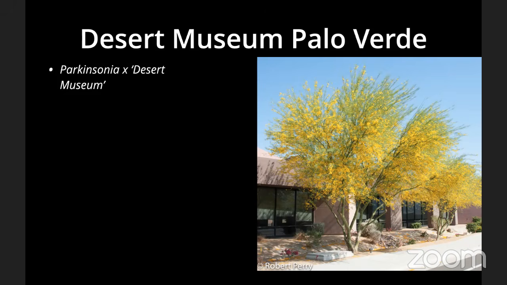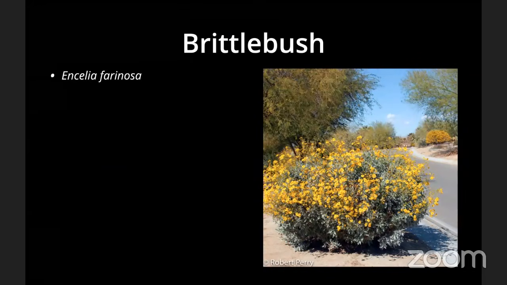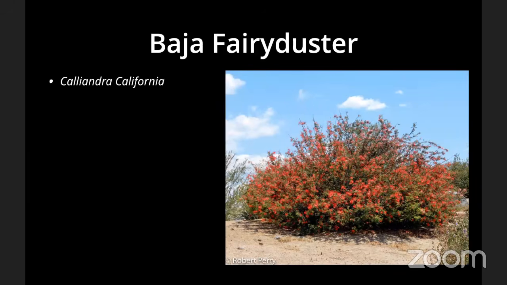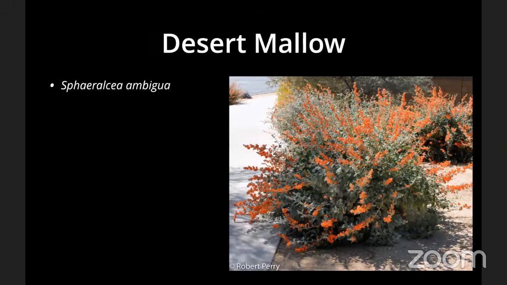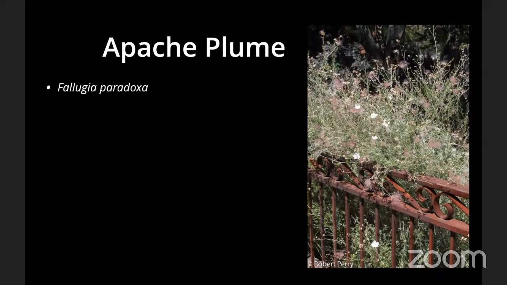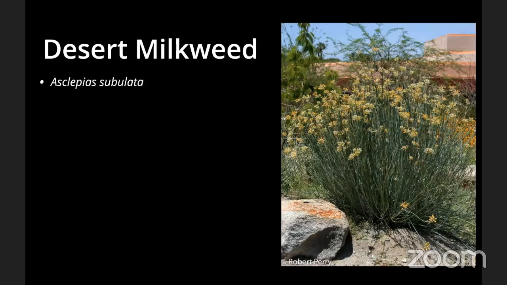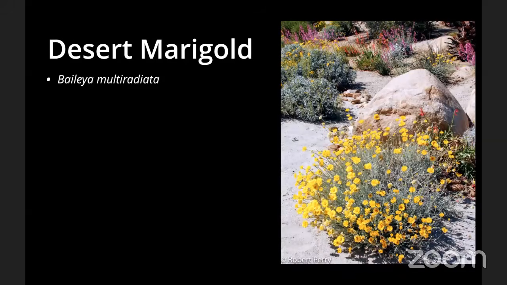So we have a couple of trees, our Palo Verde and our desert willow. And then these are my favorite shrubs that go really well with succulents: Brittlebush, Baja fairy duster, Palmer's mallow. A lot of these are really great at attracting butterflies or hummingbirds to the garden. We have desert mallow, mountain marigold, which also smells amazing, patchy plume, which gets these very feathery seed pods, very beautiful, desert milkweed, and then some smaller plants, firecracker penstemon, desert marigold, which is that wildflower that will spread around.